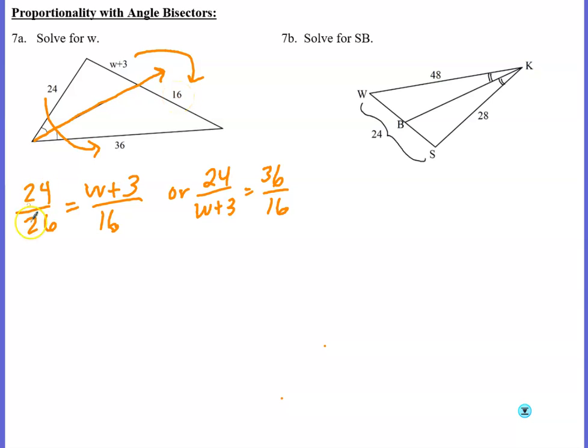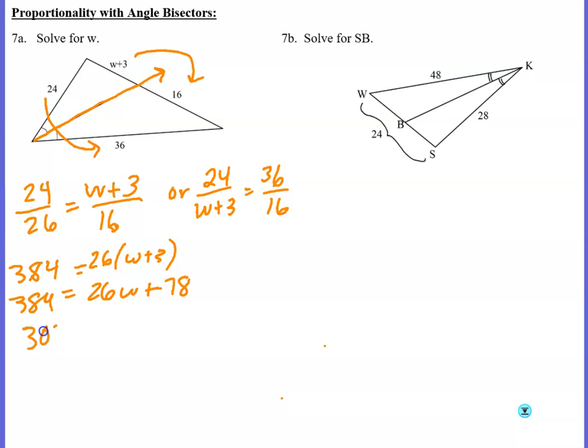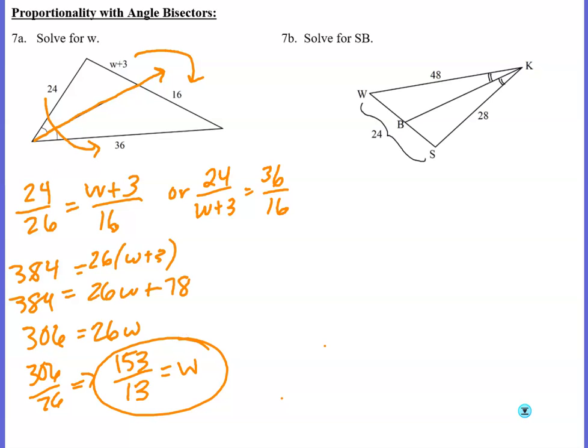Okay, so again, you could reduce this first, but if you don't, then we end up with, let's see, 384 and 26 times W plus 3. So 78 and 384, and then I would take 384 minus 78, and I get 306 equals 26W. Divide both sides by 26, and we get a really nasty number, so I'm going to reduce the fraction 306 over 26, and it reduces to 153 over 13. Yuck, but it's the best I can do because the decimal doesn't repeat, so there's no other way for me to write it.